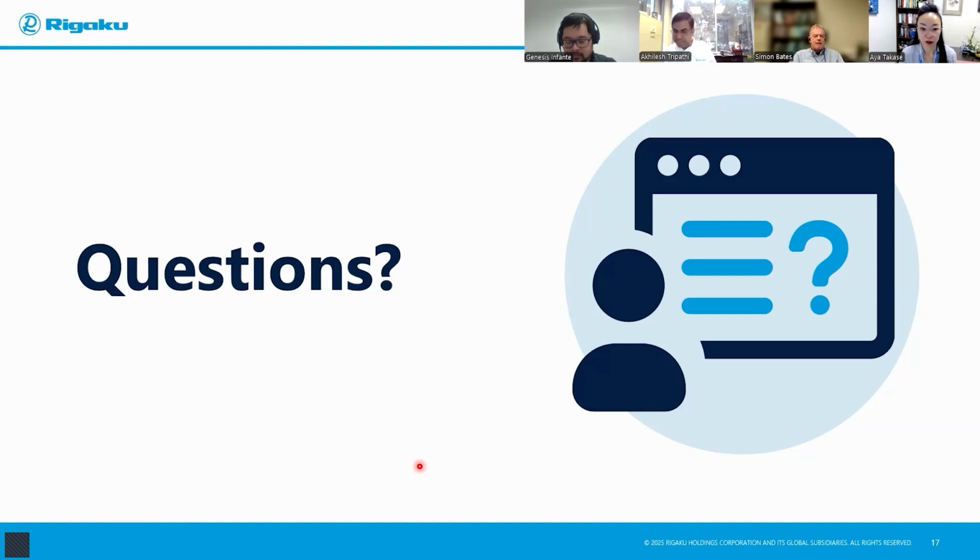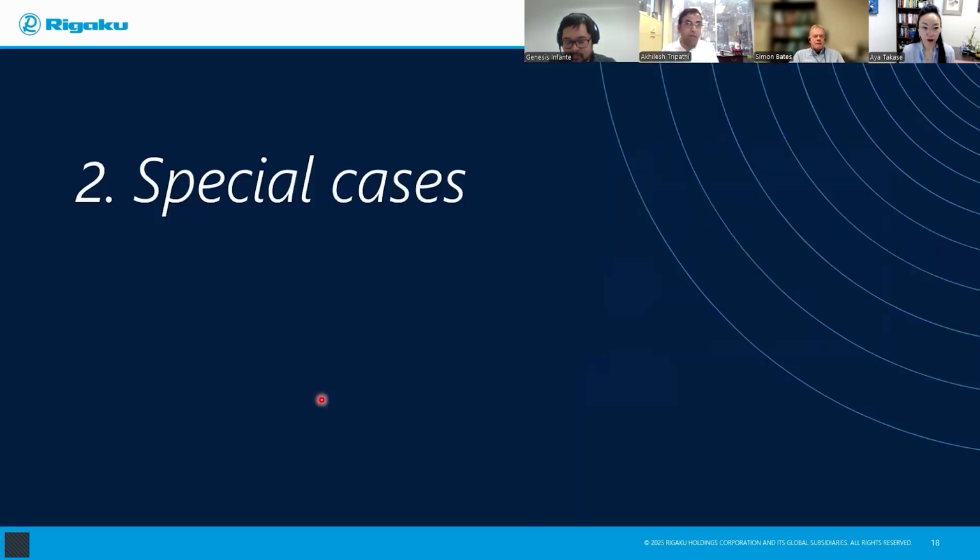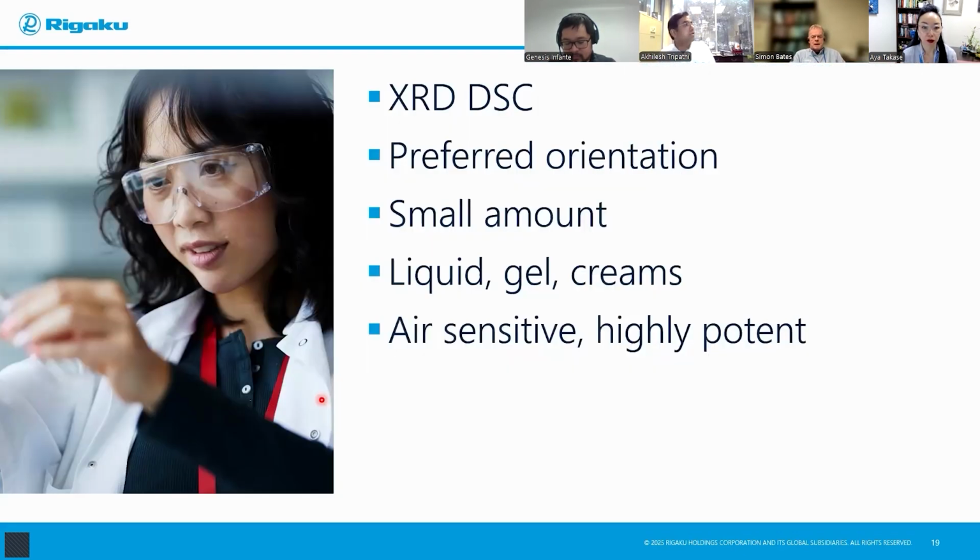So let's see some special cases, because we all come across these special cases, and with my experience in this field, we need to know how we can handle them. We will briefly go over some of them, and let us know if you have questions. One is XRD-DSC, preferred orientation, small amounts of sample, liquid, gel, cream, i.e. these kinds of samples, air-sensitive or highly potent samples.